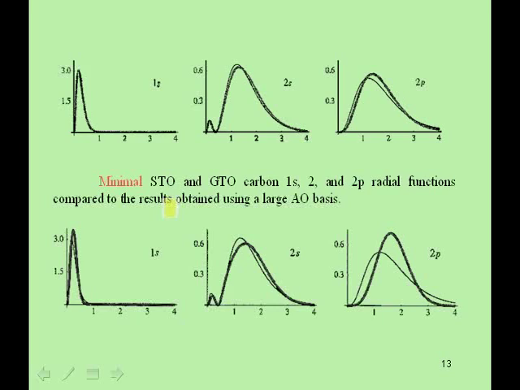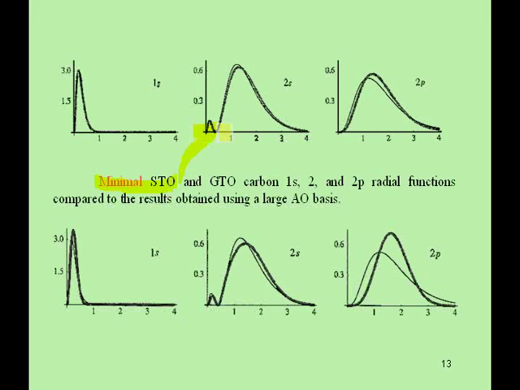And let me just give you an example of how bad or how good this kind of stuff is. In this picture here, what we're showing in the dark black, the darker color, is the 1s, 2s, and 2p radial functions that come out of a very high quality, very large basis set calculation on the carbon atom. And then in the lighter colored things here on the top are what you get if you use a minimal Slater-type orbital basis for the carbon atom.